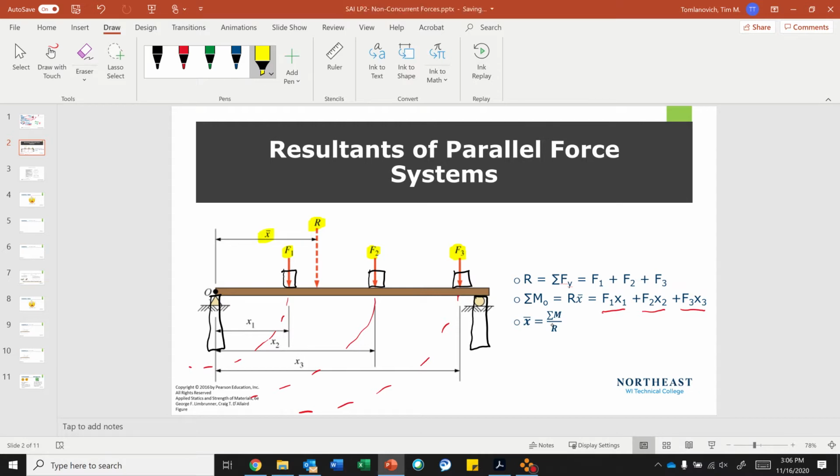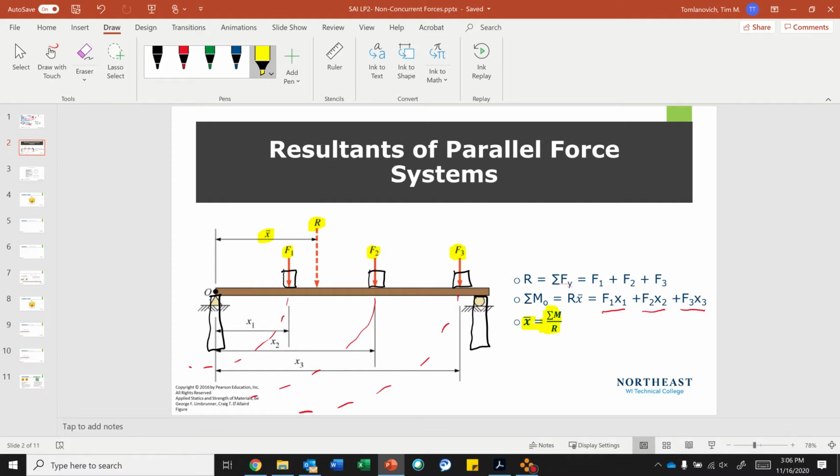So if we look at this equation right here, X bar equals the sum of the moments. If you look at this equation, equals R times X bar. So if I rearrange this equation, divide both sides by R, I can solve for X bar.